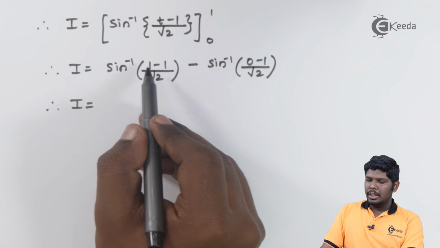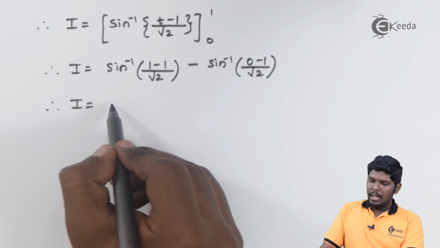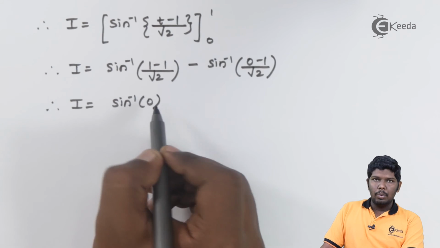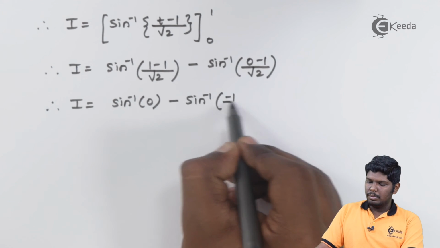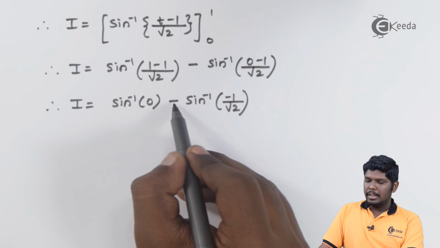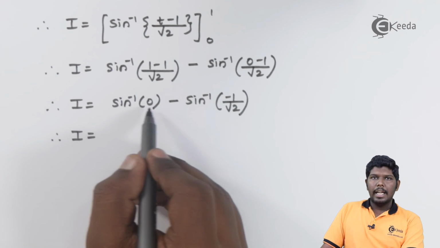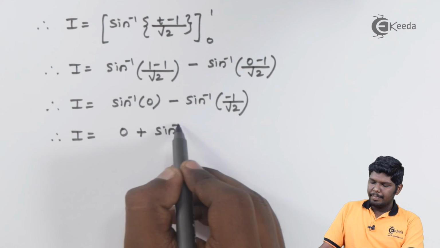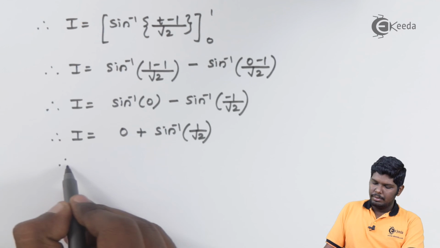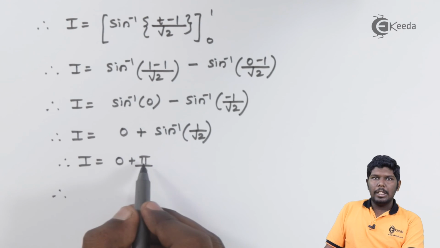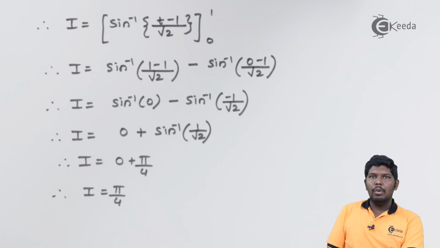1 minus 1 will give you 0, 0 upon root 2 is 0. Therefore, we have sin inverse of 0 minus sin inverse of (0 minus 1) will give you minus 1 by root 2. This minus will come outside and minus into minus will give you plus. Sin inverse of 0 is 0. Sin inverse of 1 by root 2: in sin theta, the value is 1 by root 2 only when theta is pi by 4. Therefore, sin inverse of 1 by root 2 will give you pi by 4. And 0 plus pi by 4 will give you pi by 4. This is our final answer.